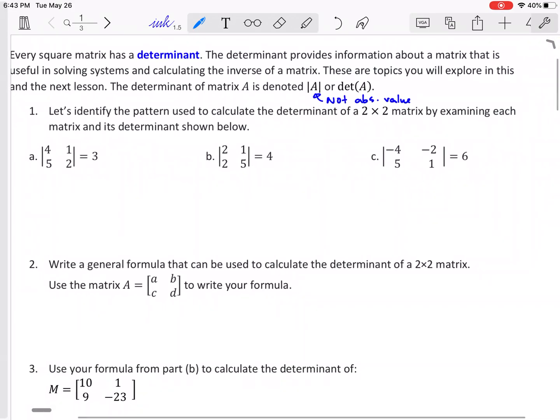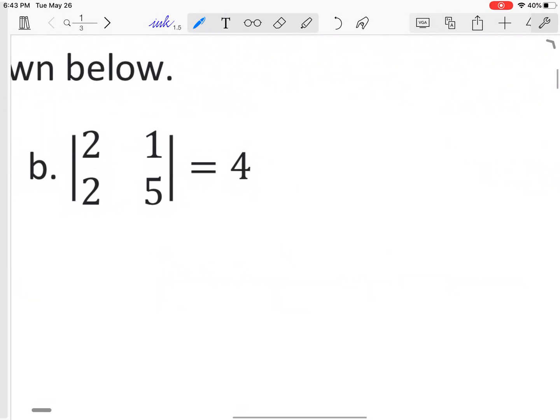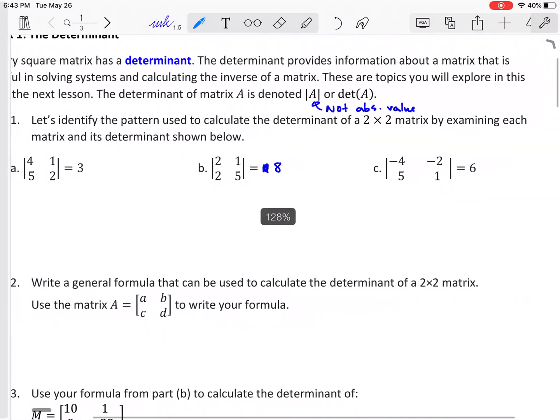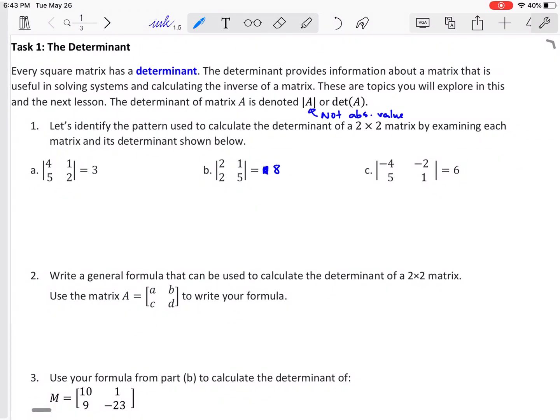So first thing, there's a pattern, and I want to see if we can discover that pattern on our own. That's used to calculate the determinant of a 2x2 matrix. So I encourage you to look at each of these. I made one small typo. This should actually be an 8. It's corrected on your paper, but mine it's messed up on.